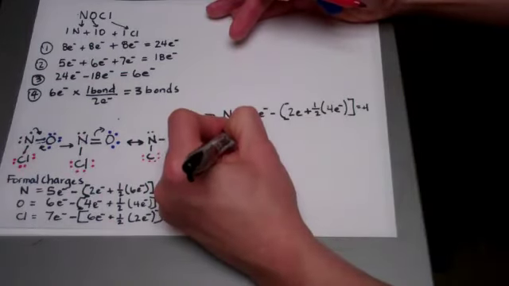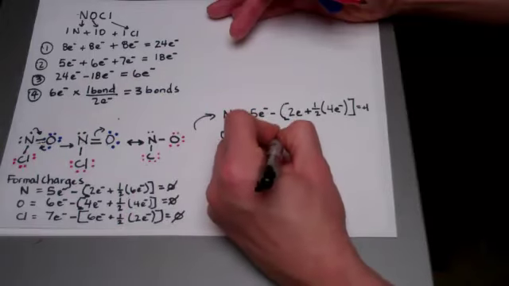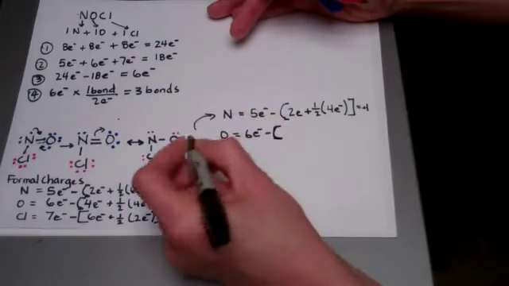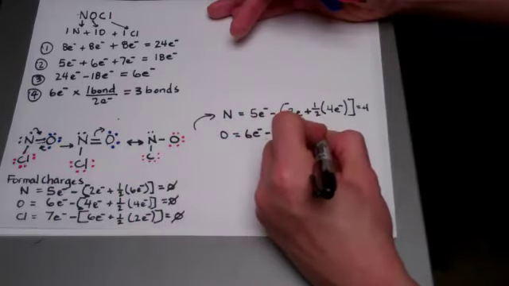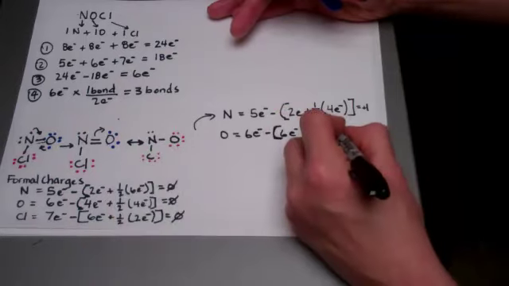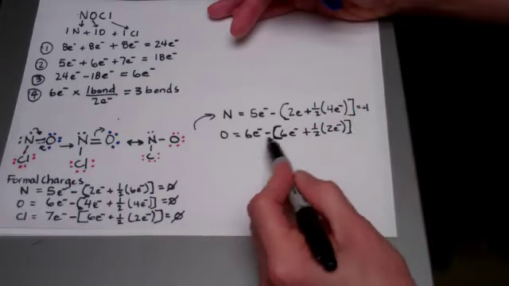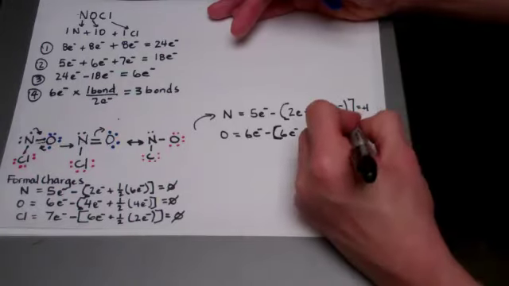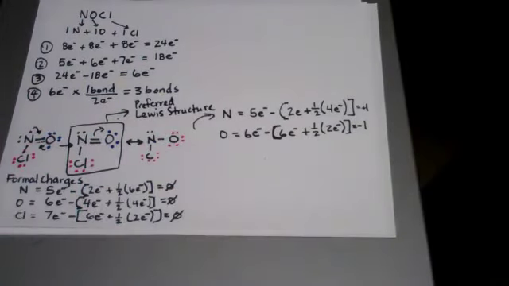And for our oxygen, we start off with 6 valence shell electrons minus the non-bonded, which are going to be 6 electrons in this case, plus 1/2 of the bonded electrons, which is only 2 in this case. We can see that the formal charge is going to be 6 minus 7, or a minus 1 formal charge. So this one would be the preferred state, and this would be the state that our molecule is going to be most likely in most of the time.